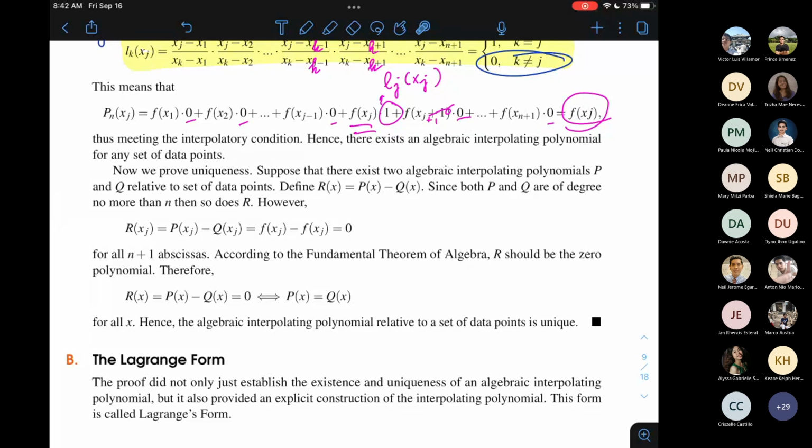So that means by saying that P and Q are two algebraic interpolating polynomials relative to a set of n plus 1 data points, ang degree ni P at saka ni Q ay hindi lalampas ng n. Right? So with that information, I will construct the polynomial R of x, and I will define R of x to be the difference of P of x minus Q of x for all x in the set of real numbers. And then what can we say about the degree of R?